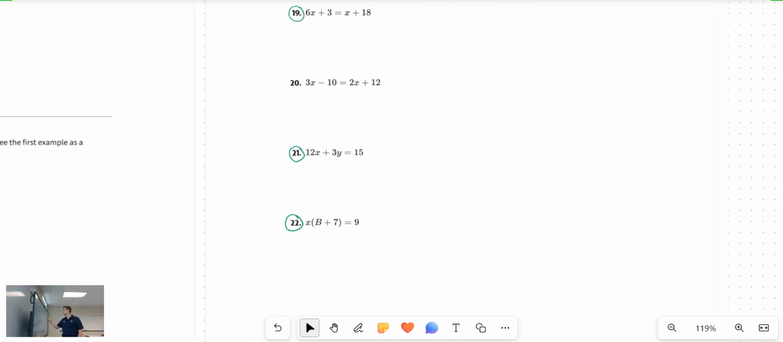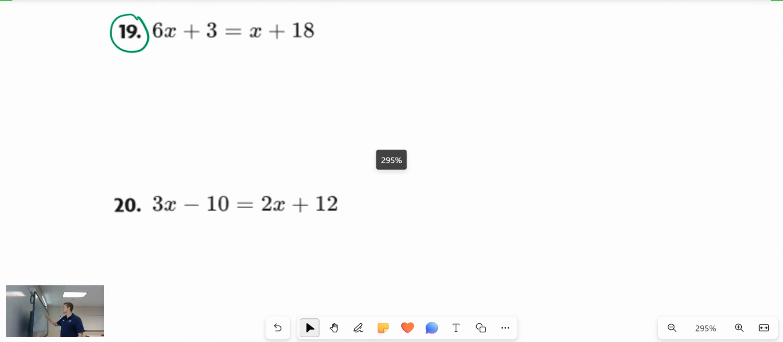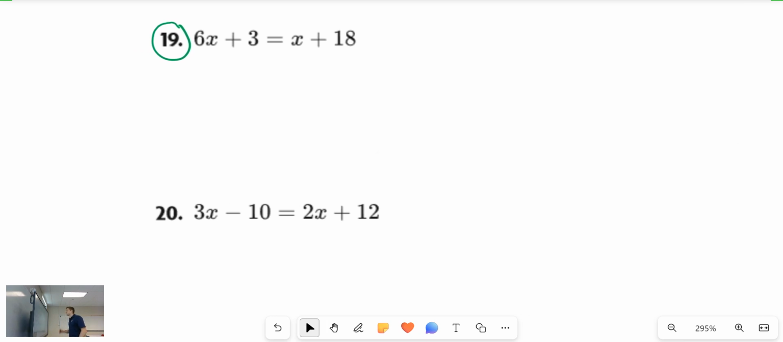And onto the last page. Oh, it looks like we're going to do 3 more of these. Ooh, this is exciting. All right. We have x's on both sides, so we have to pick one side to have the x's and one side to have the numbers. I'm going to label these. I'm going to have the x's on this side and the numbers on this side.